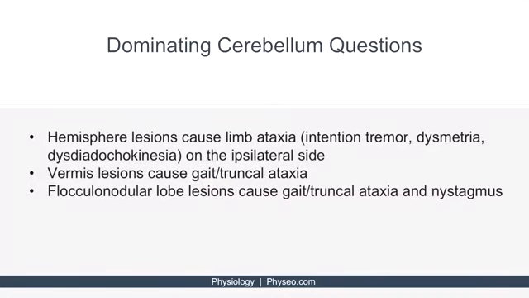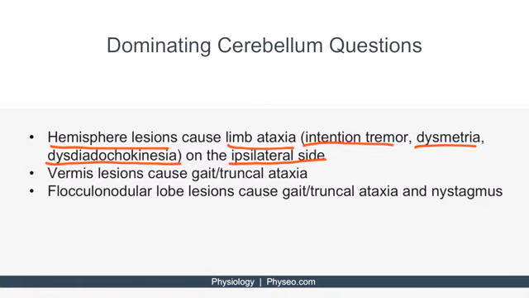Now let's briefly talk about how to dominate cerebellum questions on step 1. So first, remember that if the hemisphere is lesioned, this will cause limb ataxia. There's 3 things you need to remember about limb ataxia. That's intention tremor, dysmetria, and dysdiadochokinesia. And always remember that the symptoms are ipsilateral. If you damage the right hemisphere of the cerebellum, you'll get right limb ataxia.